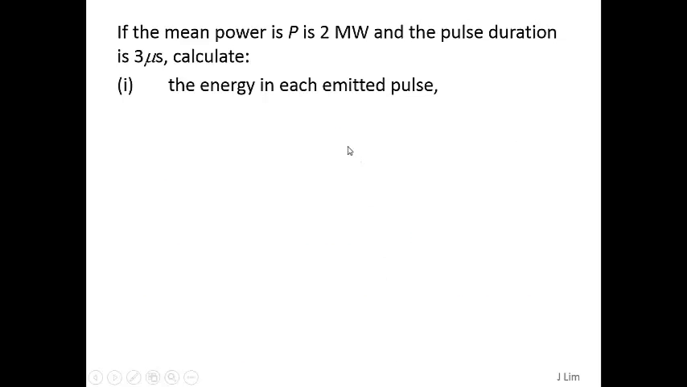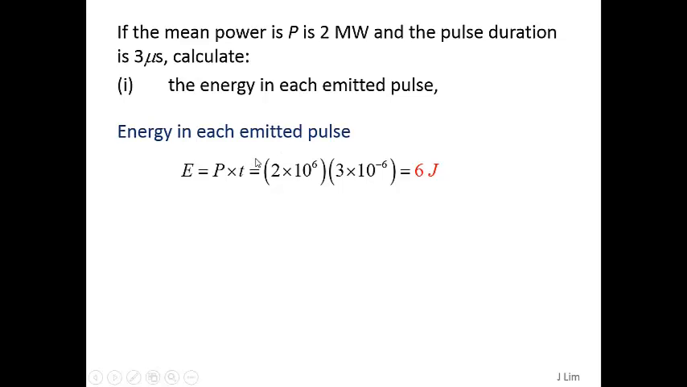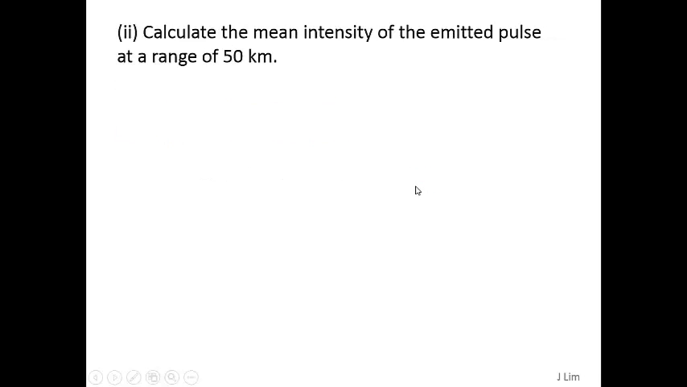If the mean power is 2 megawatts and the pulse duration is 3 microseconds, calculate the energy in each emitted pulse. So the energy in each emitted pulse will be power times time, so there will be 6 joules.